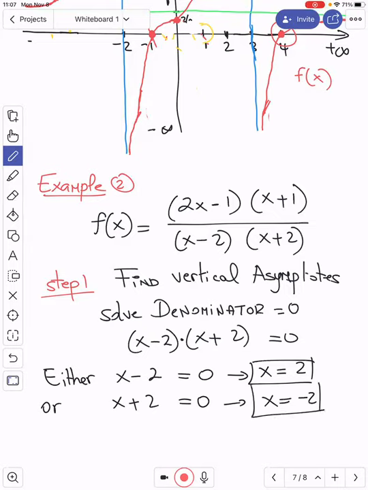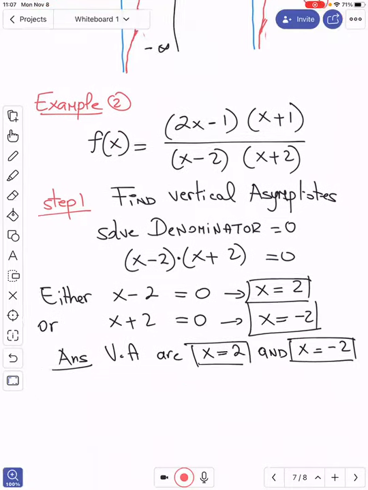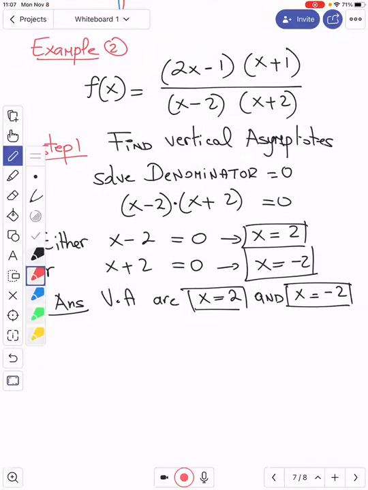And so the vertical asymptotes are x equal to 2 and x equal to negative 2. Okay. So that's for the vertical asymptote. Next, we need to find the horizontal asymptote.